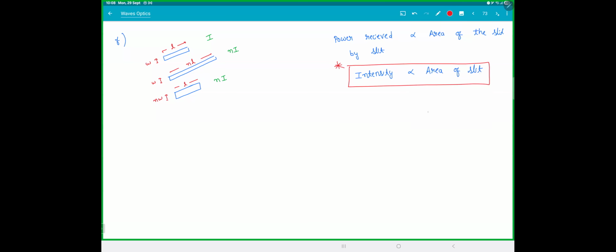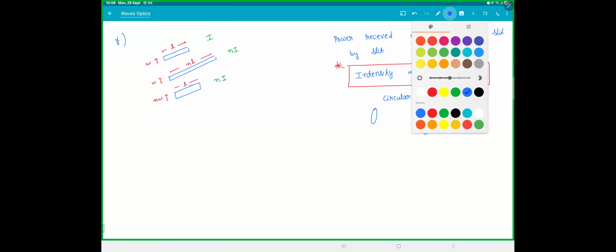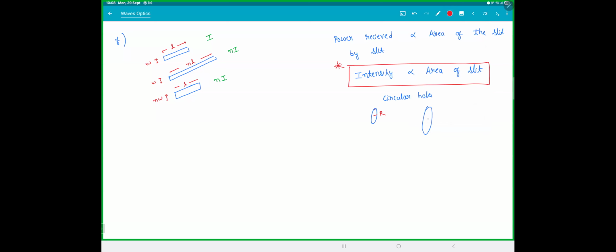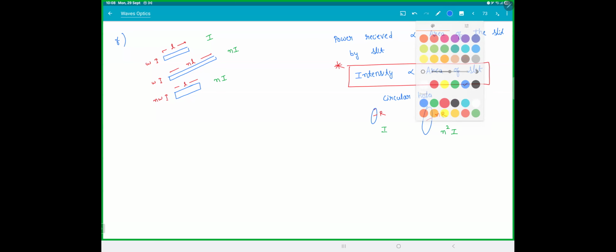If they use circular slits or circular holes, if this is R and this is NR, then the intensity, if this is I, then this is N square I. So be careful about the shapes. But generally in the exam, the question will say the width of the slit is doubled. Getting it? For circular holes, they'll say radius. If they say width, they're talking about rectangles only.